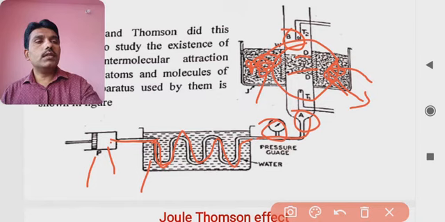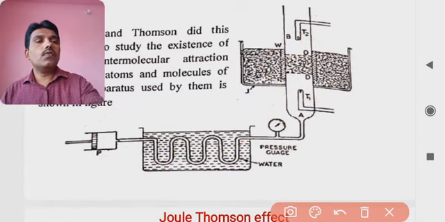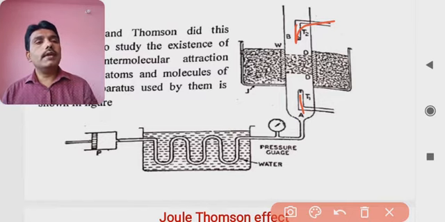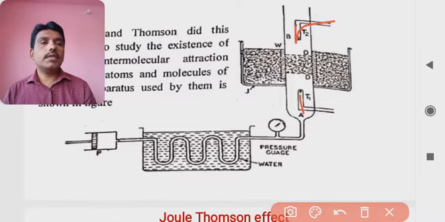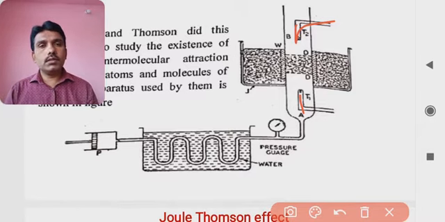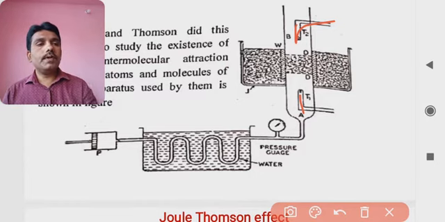If you look, there are T1 and T2, platinum resistance thermometers, used on the A side and the B side of the glass tube. These thermometers T1 and T2 measure the temperature of the gas before entering the porous material and after passing through the porous material DD. T2 measures whatever the temperature is there. This is the experimental setup.